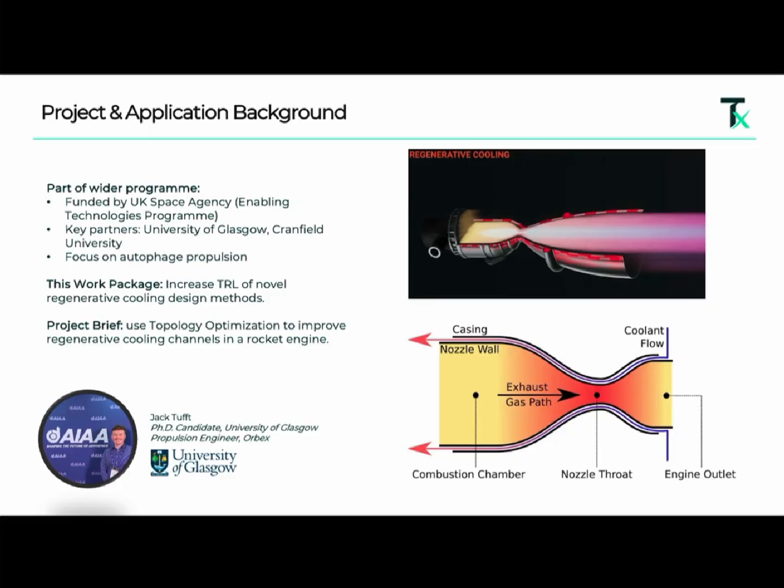So this is a project done by Jack Tuft at University of Glasgow. He's currently at Orbex, which is a launch provider based in Scotland. And he was interested in applying topology optimization to regeneratively cool rocket engines. So those of you who don't know rocket engines, they're very hot, right? You get really, really hot gas coming through, and it's hotter than the melting temperature of the metal, and so you need to cool the outside of the nozzle.